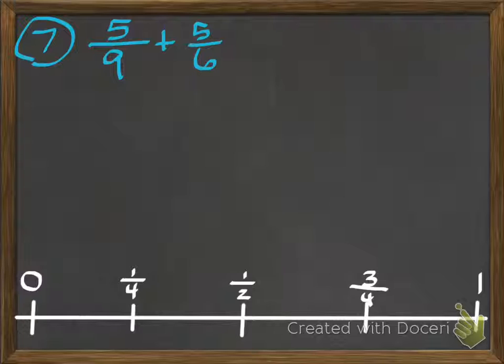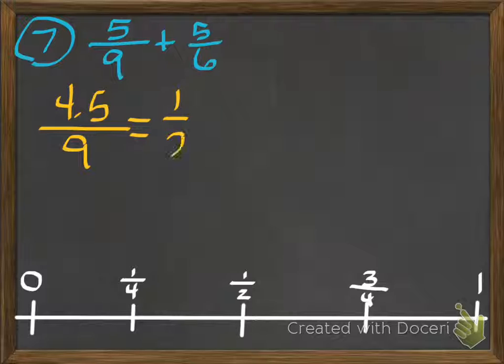Okay, so 5/9, because this one's kind of tricky, if I took the number 9 and I split it in half to find where that halfway point is between 0 and 9, the halfway point would be 4.5, right? 4.5 ninths would be the same as half, okay? So 5, boy, that's really close to 4.5. So I know that 5/9 is going to be really close to half. That's one way to figure it out.